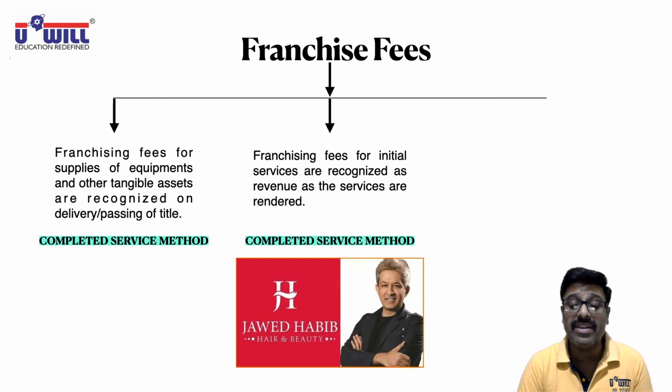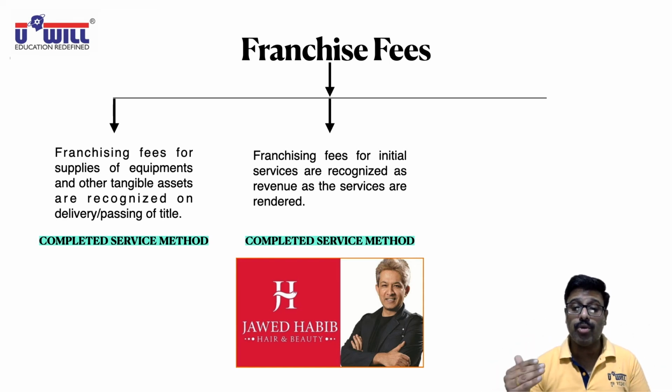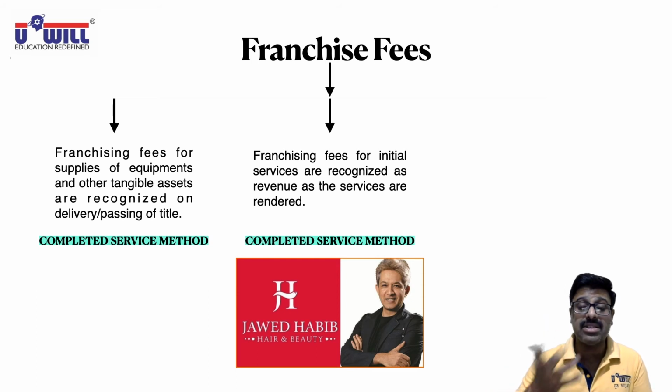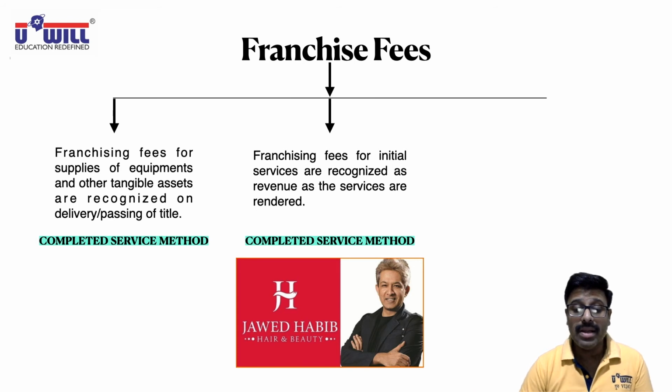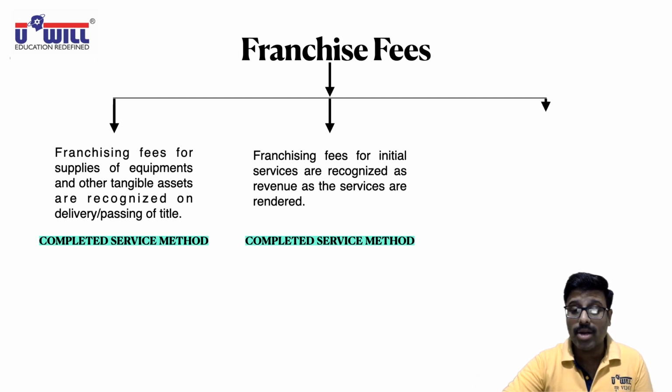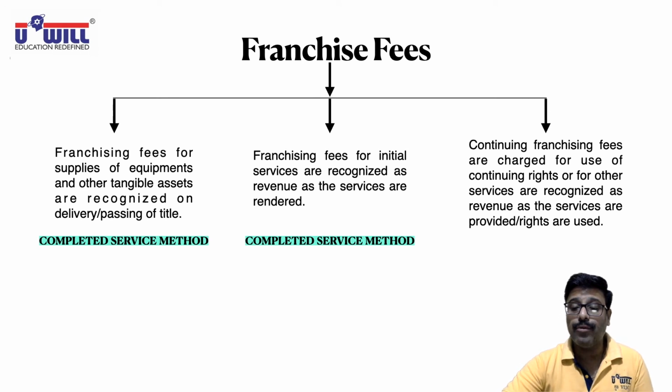Okay, for example, Javed Habib, famous hair and beauty salon. So here, initially he will give you the training. What is the standardized process? How you are going to cut the hair of various people? What services you are going to provide? And then you have to train your people again further on your own. He will charge you some amount for giving that training. That he will record as revenue in the books of accounts immediately as you pay that money. So that is the completed service method.